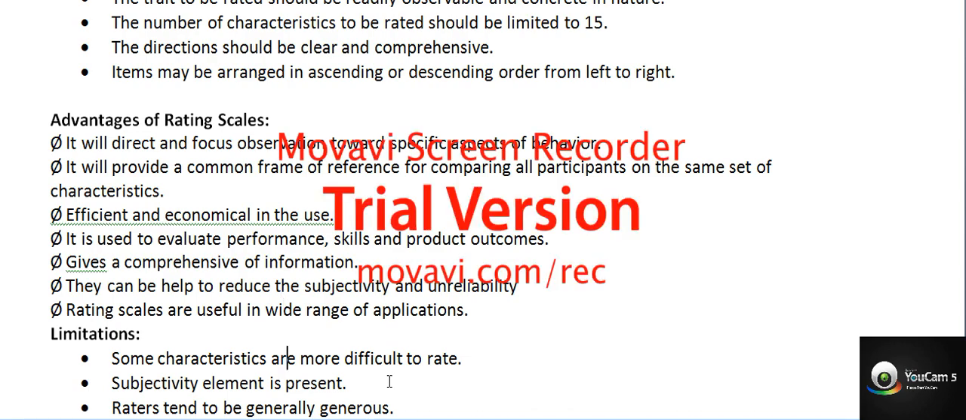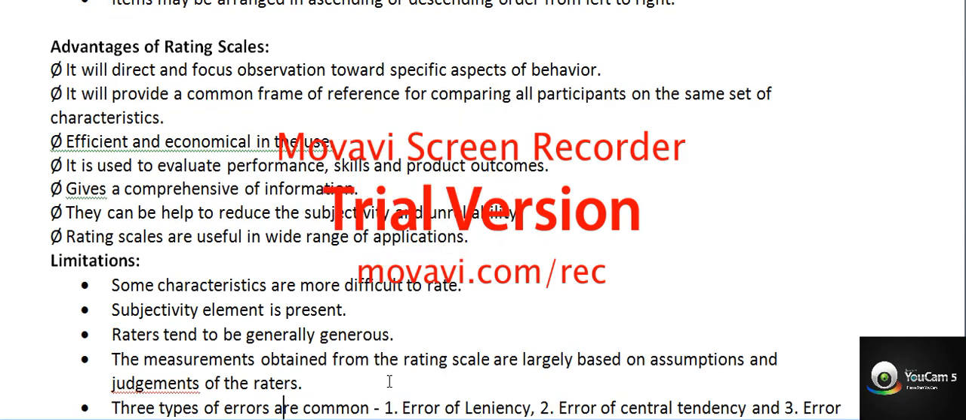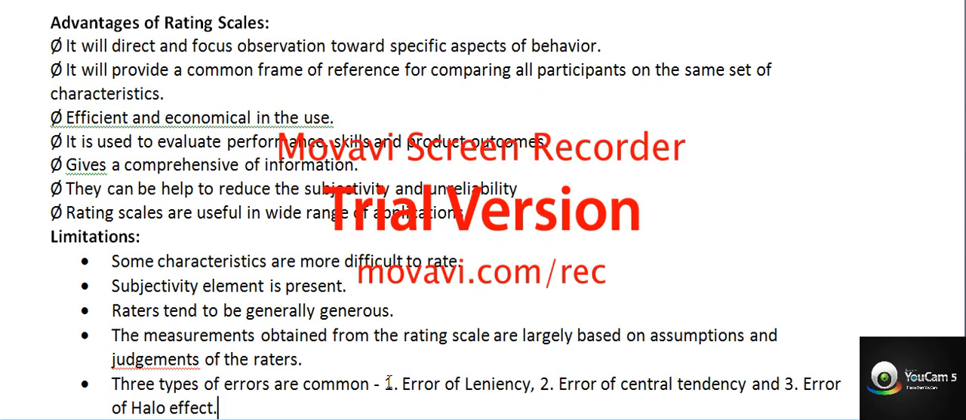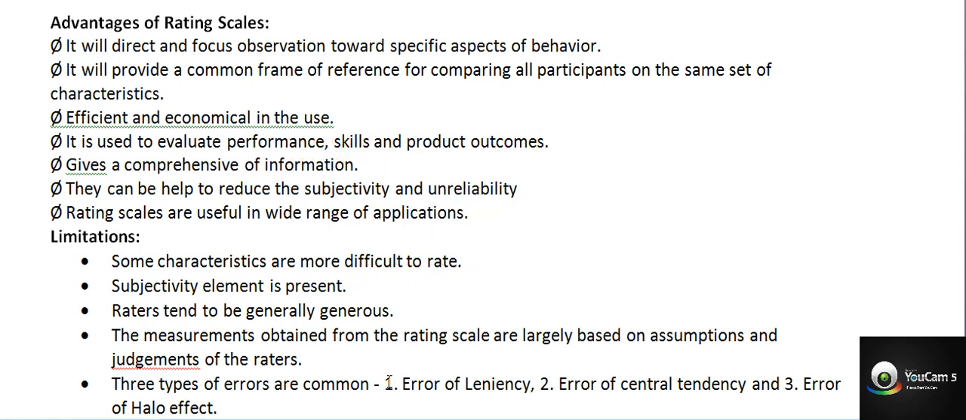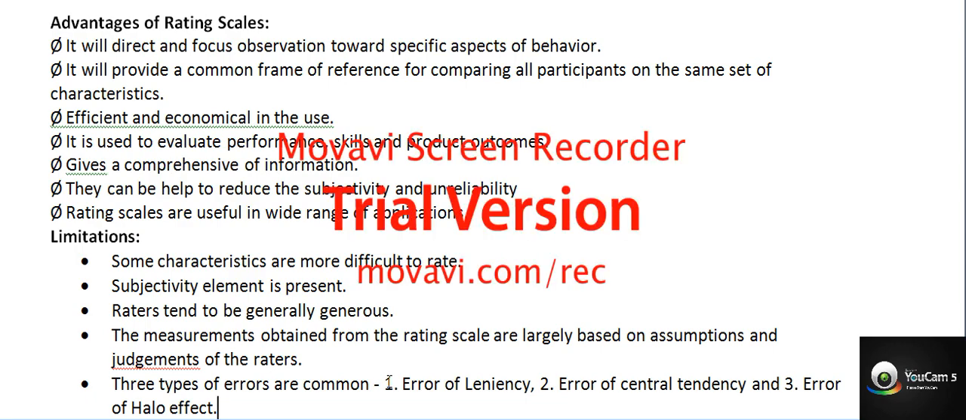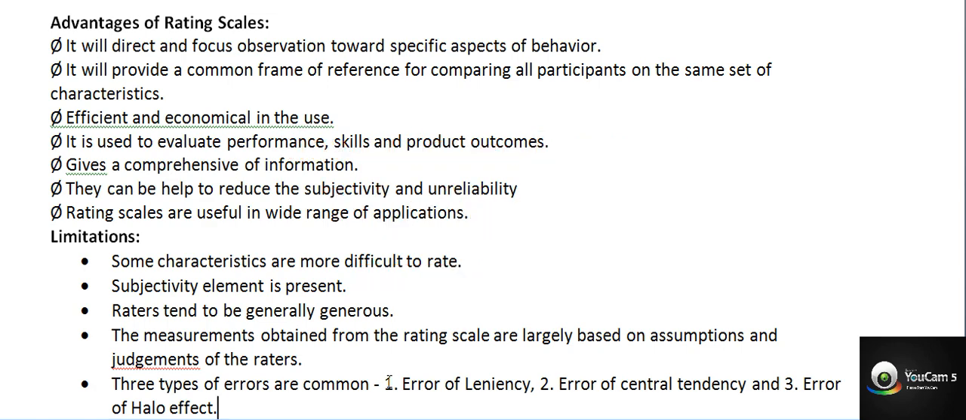What are the limitations here? There are some limitations, like the raters, the observers, tend to put a tick mark generally and generously. Like, he might not have observed or might have missed observing the character, but he may still mark a tick. The subjectivity element is present, of course, in all kinds of research and tools. Some kind of subjectivity is present.